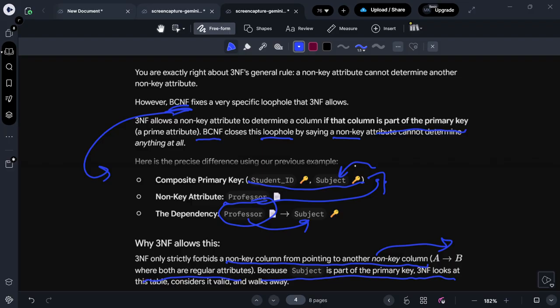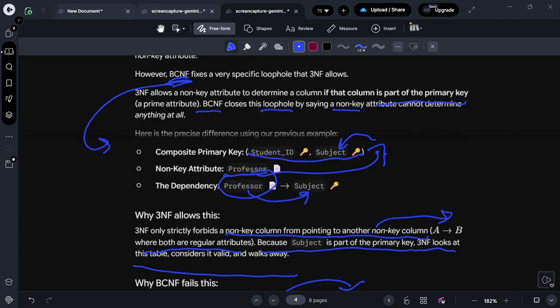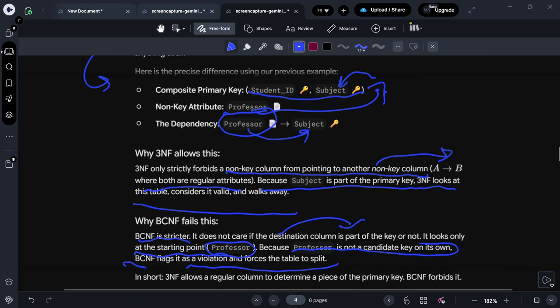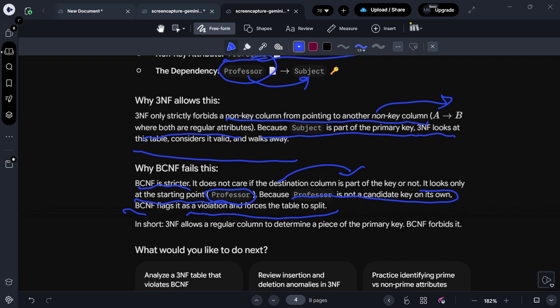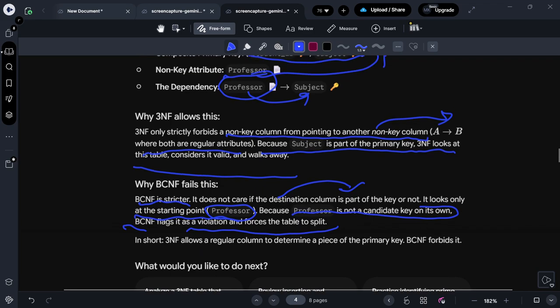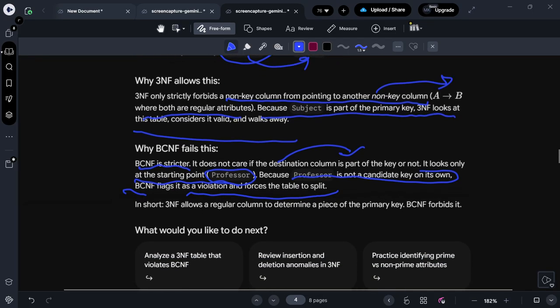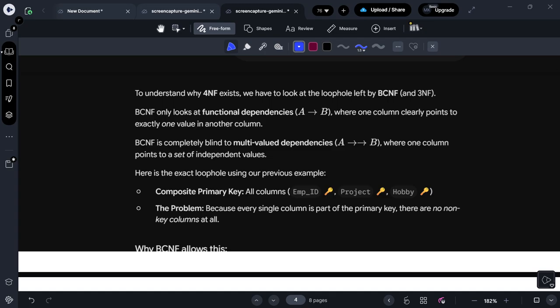So it's always like this, the arrow goes on the left: the professor determines the subject. And that makes no sense because in our situation, just like we mentioned, a non-key attribute pointing to another non-key is third normal form, which doesn't allow it. But Boyce-Codd normal form is stricter. It doesn't care about the column. It only looks at the starting point, professor. Because professor is not a candidate key, BCNF flags that violation and wants to split the table.